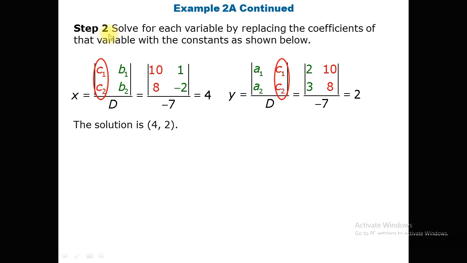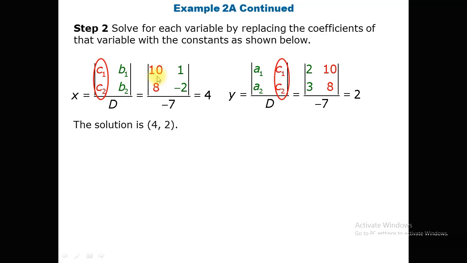This is step number 2 for the solution. Solve for each variable by replacing the coefficients of that variable with the constants, as shown in this presentation. For example, for the value of x, replace the first column coefficients by the constants which lie on the right hand side of the equation. We get the new determinant Dx, which contains c1, b1, c2, b2, and dividing by the determinant of the coefficient matrix we obtain the value of x.